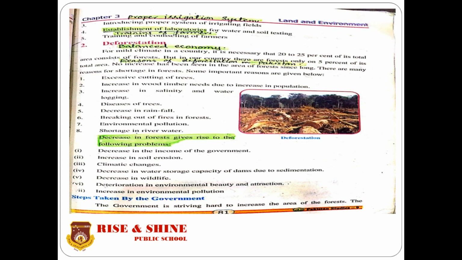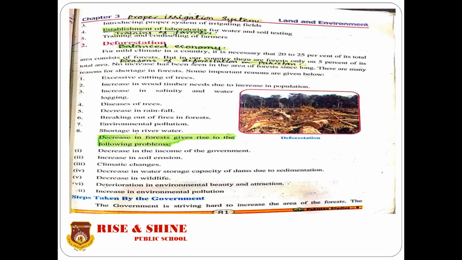Increase in the environmental pollution. Environmental pollution is increasing because we know very well that plants and trees are the lungs of the earth. They purify the air. They produce oxygen for living beings. They absorb carbon dioxide. So with the decrease in their number, environmental pollution increases.